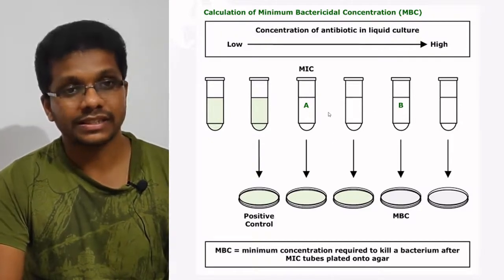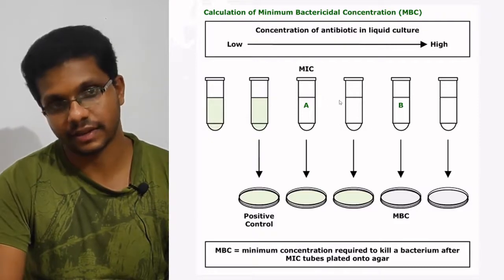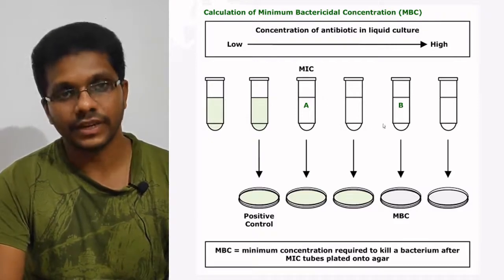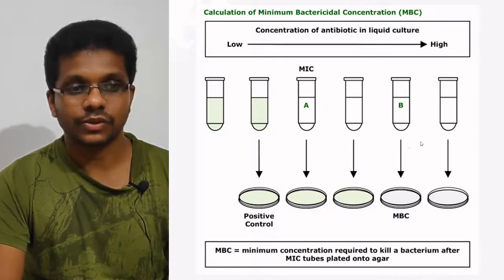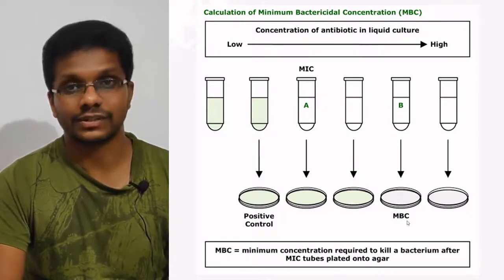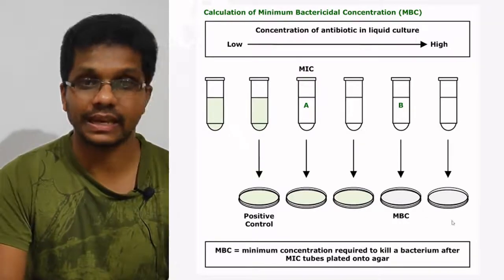Another measure is that if you keep taking samples from here, here and here, as the concentration is increased, at some point the antibiotic will actually kill all the microorganisms. That concentration is called the minimum bactericidal concentration, or MBC. So in secondary screening we can measure MIC and MBC.